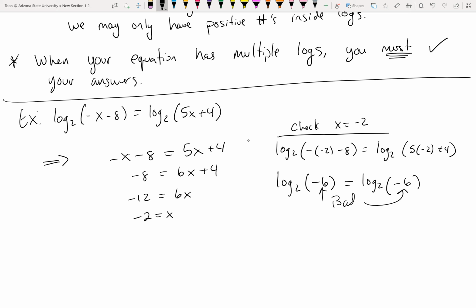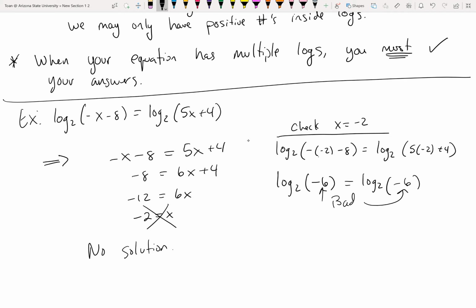So what does this mean? That means our original answer, you've got to throw him away. He's not a real answer. Well, we don't have any other answers to check, so it's no solution. So that's basically how you solve log equals log problems. It's very simple. It's a logical deduction.